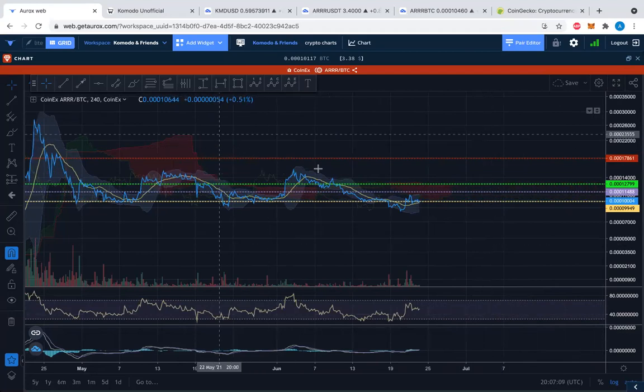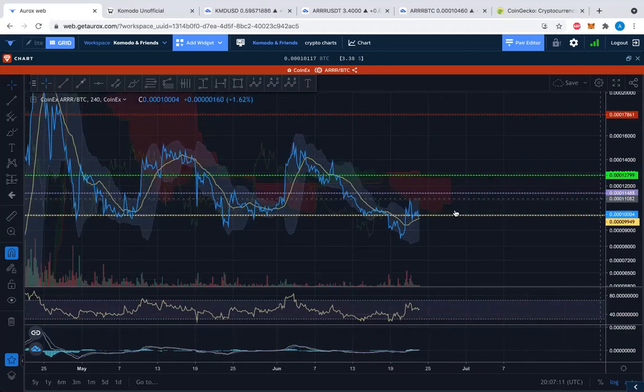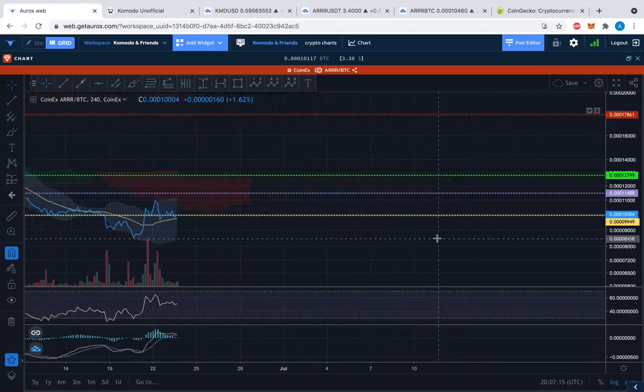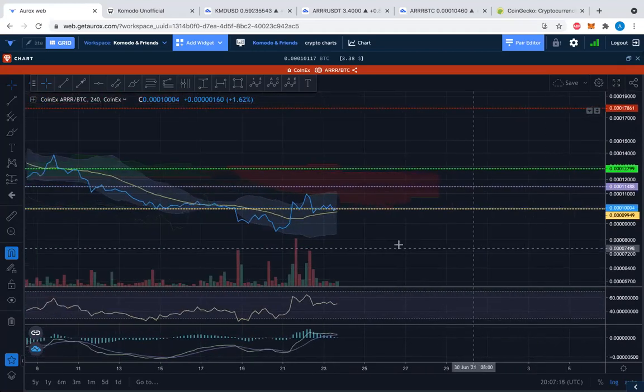What are we doing here? 4-hour chart. Remember that we had that rounding in the 30-minute chart. Okay, now we're here in this 4-hour chart.